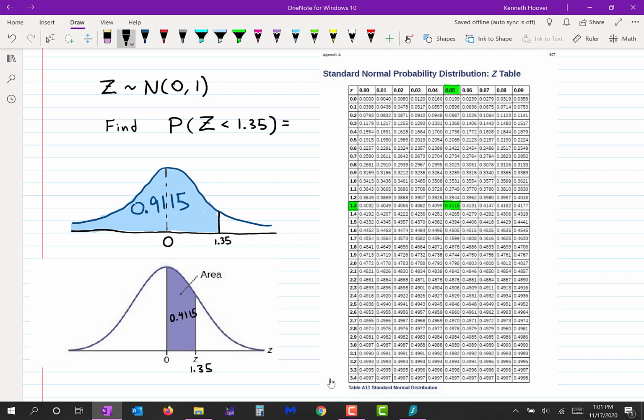The probability that z is less than 1.35 is 0.9115. And that's how you use that table in the back of the book. Okay?